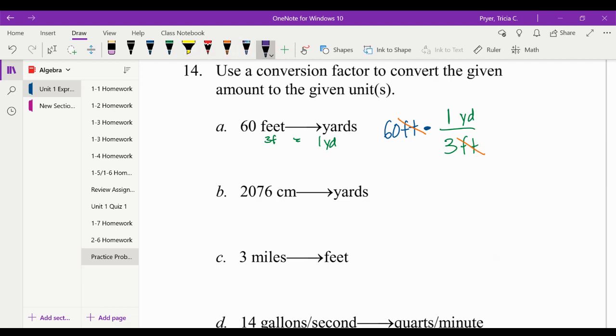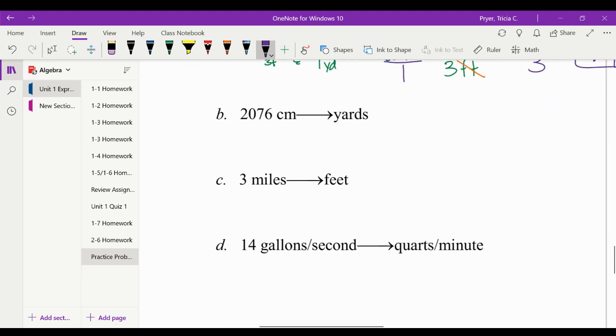Then I just multiply. That's 60 over 1 times 1 over 3. Well, 60 times 1 is 60, over 1 times 3 is 3. I know this is going to be in yards. 60 divided by 3 is 20 yards. All right, letter B, 2,076 centimeters in yards. For that one we would need the conversion factor for centimeters to yards.